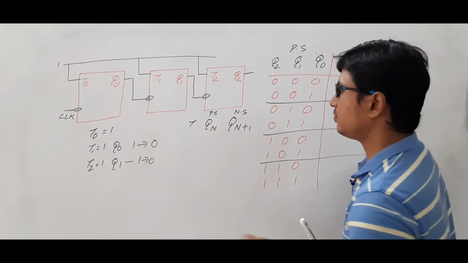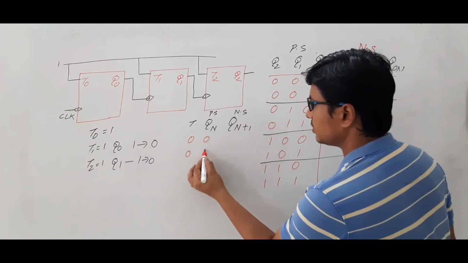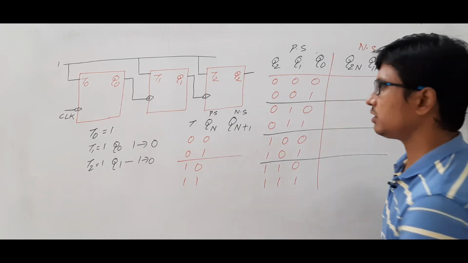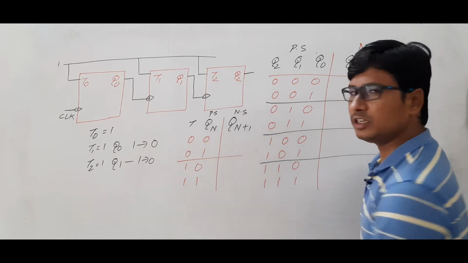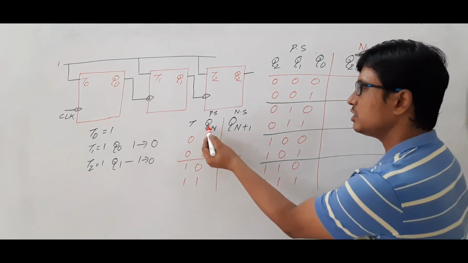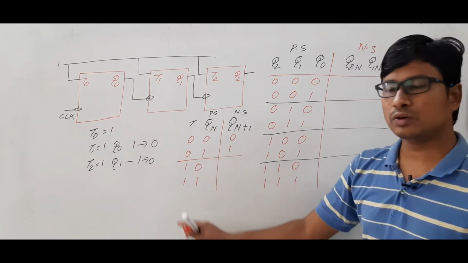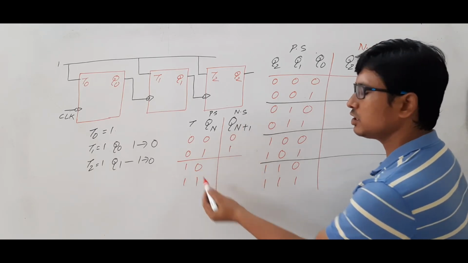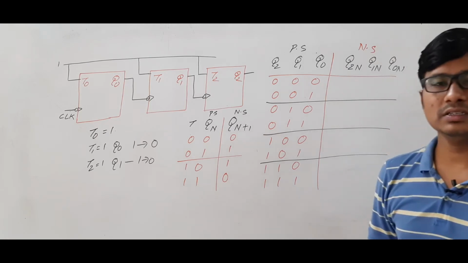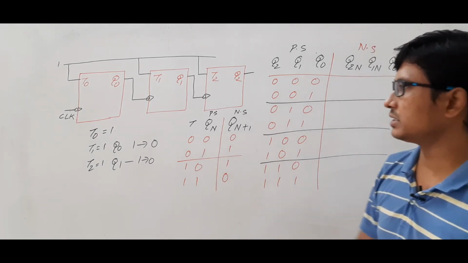Okay, if you have T and Qn as the inputs, you will have the four combinations of the input. Am I right? Now if you look at the characteristic table of the T flip-flop, if T is equal to 0, Qn+1, meaning its next state, is equivalent to its present state. So you will get 0, 1. When T is equal to 1, the next state is equal to the complement of the present state. So you will get 1, 0. This is the characteristic table of the T flip-flop. Are you able to understand?